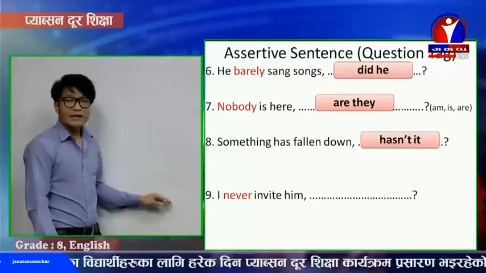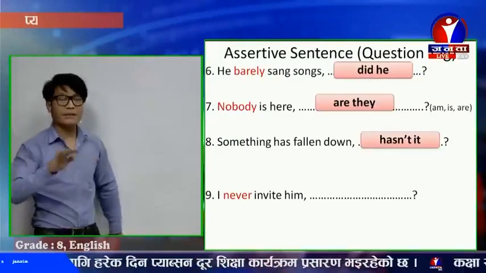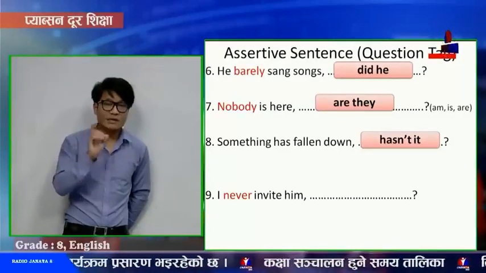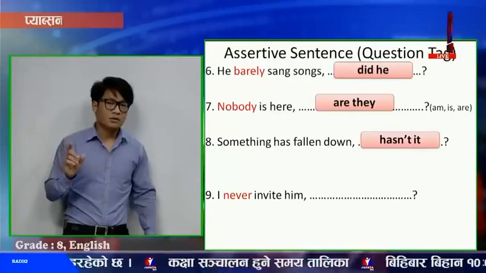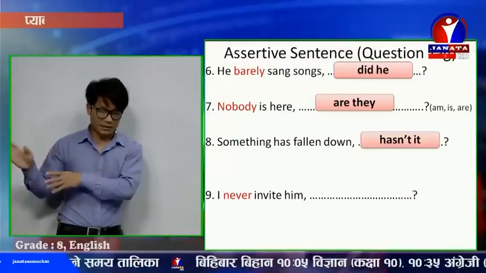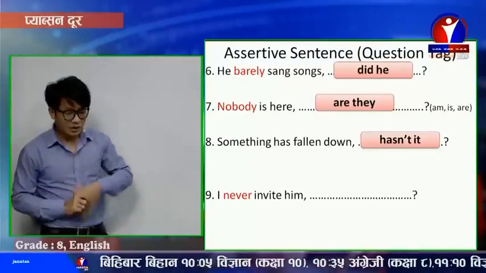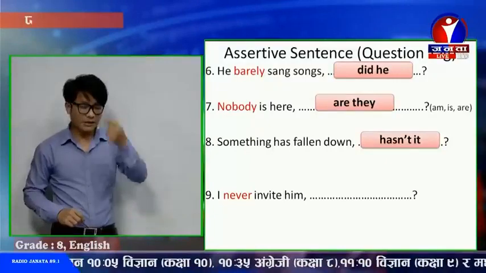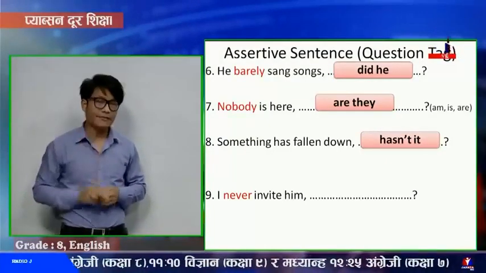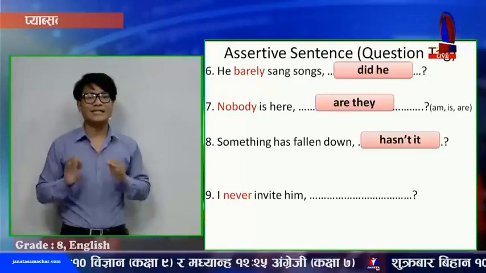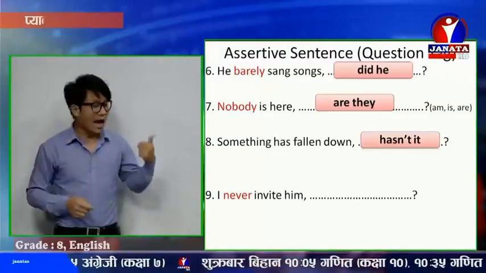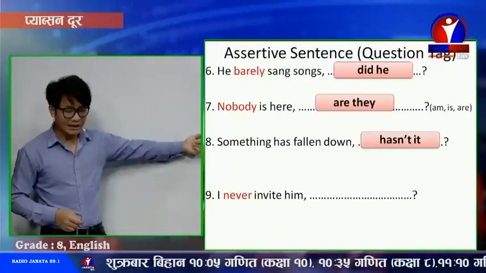Next, I never invite him. You can see there is one word, never. This word is one of those which change the sentence into negative. So in I never invite him, you need to focus on invite. This is verb 1, so it is simple present, and simple present has two auxiliary verbs: do and does. Here it will be do, as in I never invite him.